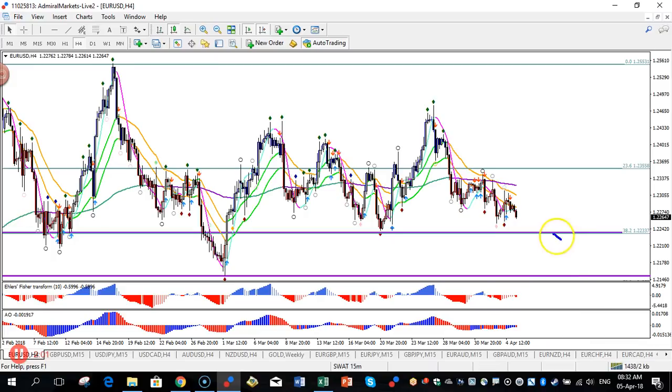And if there's a bullish bounce, if there's any candlestick patterns on the 4-hour daily chart in this zone, then I think there could be a bounce back to the upside. So I'll be looking for trades at that point.